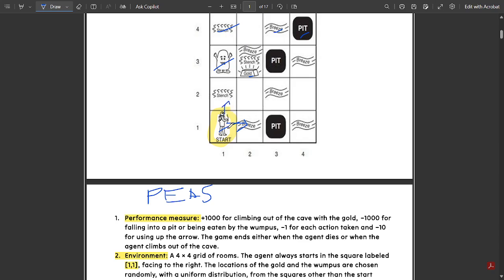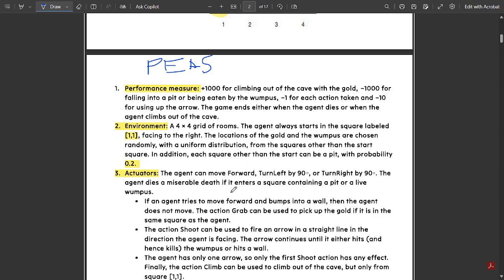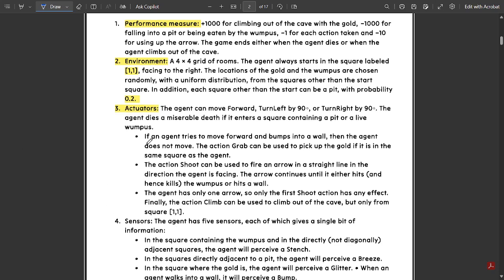So this is an angle made 90 degree. And if we reach here, again, if you want to come back to this room, again you can turn 90 degree back, and you will be reaching this position again. Okay. So these are the turn right, turn left 90 degree part. If an agent tries to move forward and bumps into a wall, then the agent does not move. Okay. So this is the part. If the agent moves forward and bumps into a wall, then he can't move forward.